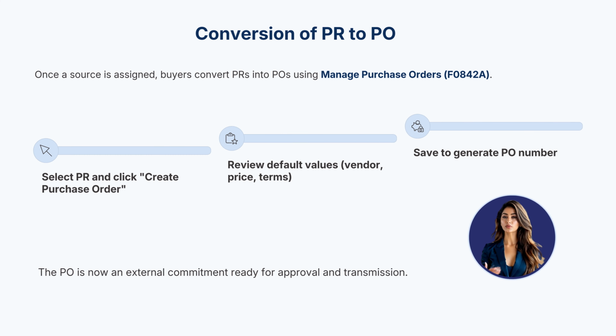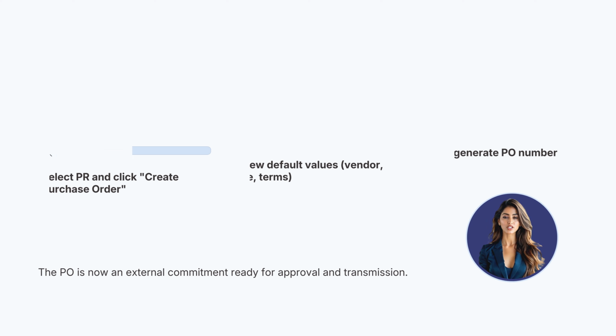Conversion of PR to PO. Once a source of supply is available, the buyer converts the PR into a purchase order. Using Manage Purchase Orders F0842A, select the PR and click Create PO. The system automatically populates vendor, pricing, and delivery information. Review details carefully, make adjustments if necessary, and save to generate the PO number. This PO now becomes a legally binding commitment.